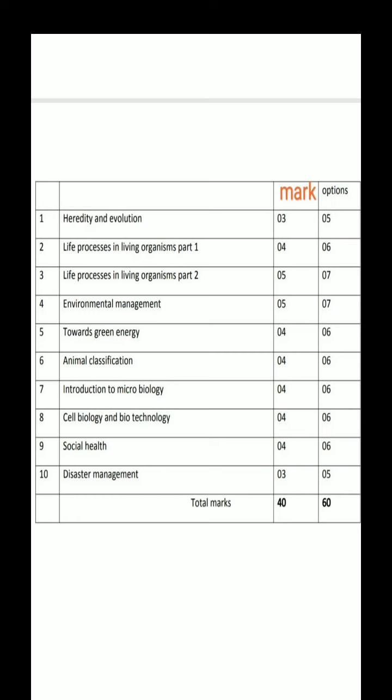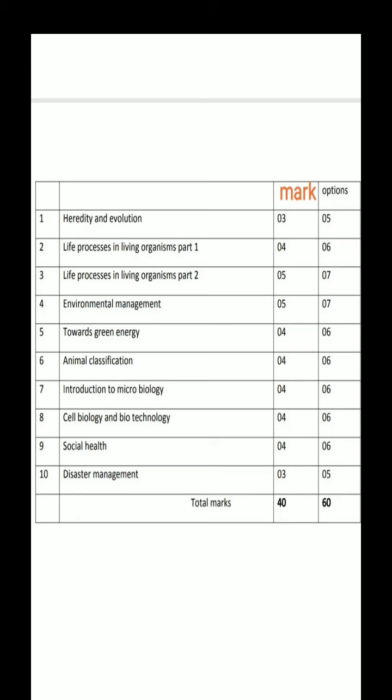The first chapter is heredity and evolution. That chapter contains 3 marks, and with options it contains 5 marks. The second chapter is life processes part 1. That chapter contains 4 marks, and with options it gives 6 marks. Next, life processes in living organisms part 2. It has 5 marks, and with option it gives 7 marks. There is a difference between part first and part second. Part first has 4 marks, part second has 5 marks.